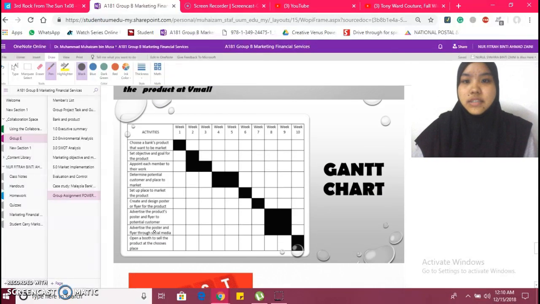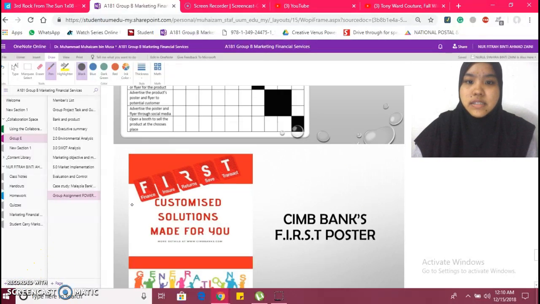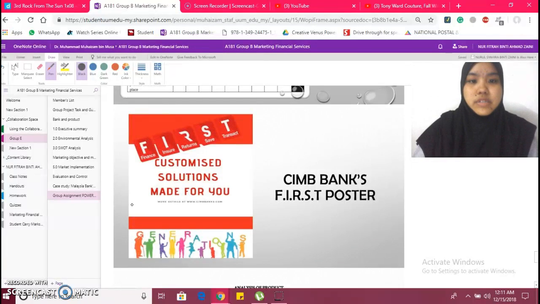So this is the Gantt chart that we use to show how many weeks we need to do the activities, which help us to choose a bank product that we want to sell in the market, and also the last one, we open the booth to sell the product that we chose. So lastly, this is the CIMB Bank First poster that we use to promote our product, which uses our trademark.